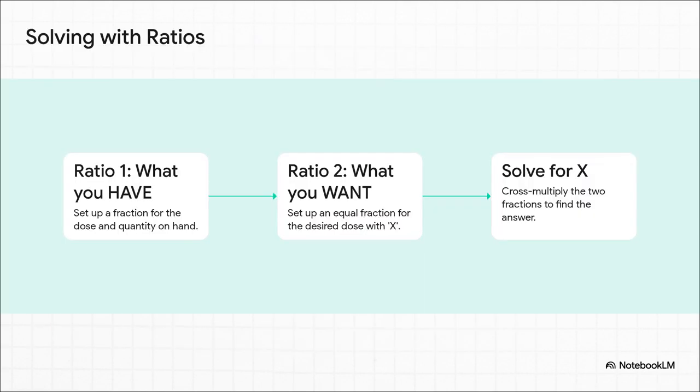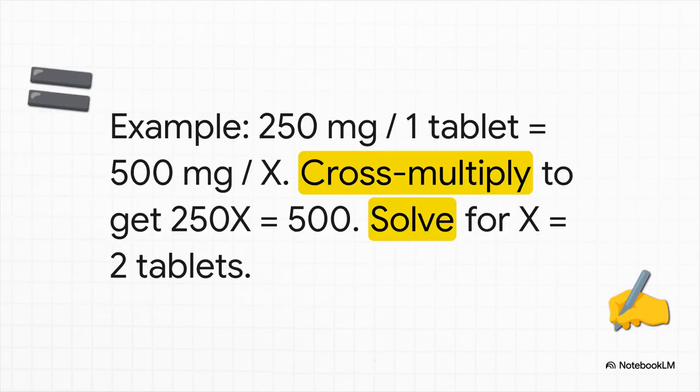And the process is a simple 3-step dance. First, write the fraction for what you have. Second, set it equal to the fraction for what you want, using X for your unknown. And third, you just cross-multiply and solve for X. That's it. Let's use our same example.